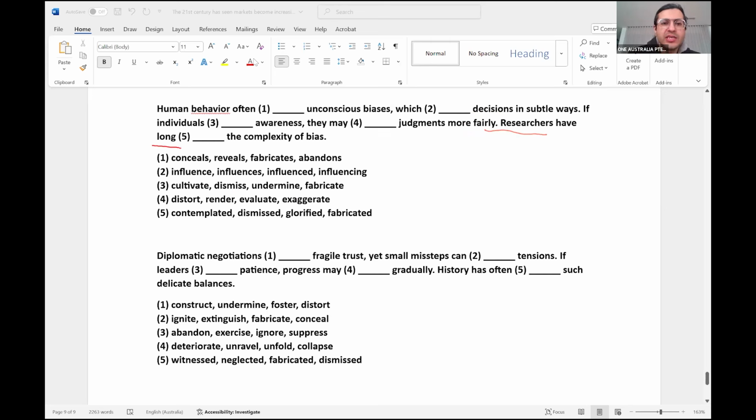Researchers have long contemplated the complexity of bias. Contemplated means have thought about, done a lot of research and analysis. You think deeply. That is the meaning of to contemplate. Should I do this? Should I not do this? That is called contemplating. Now we go to the next question.